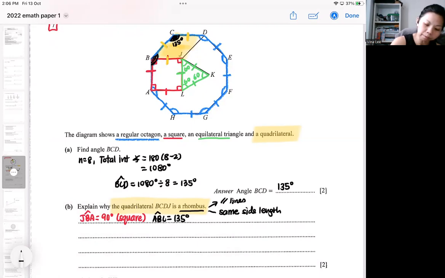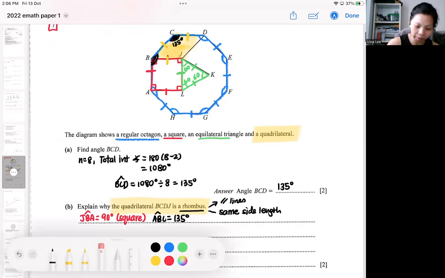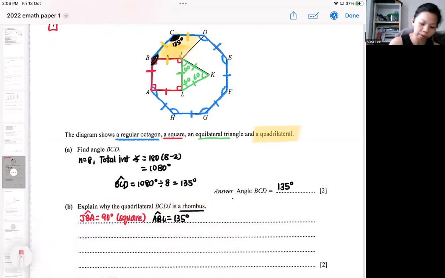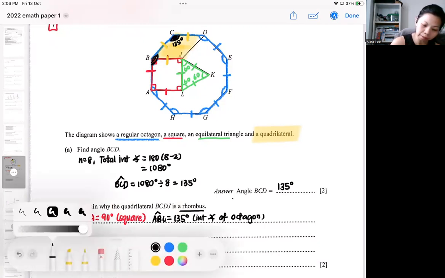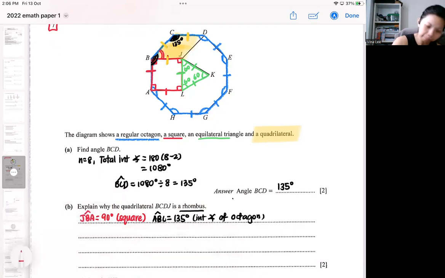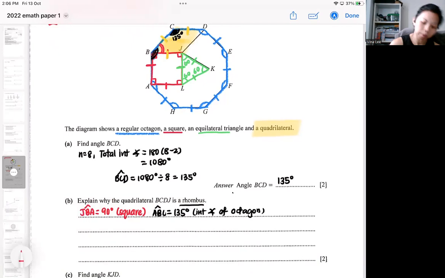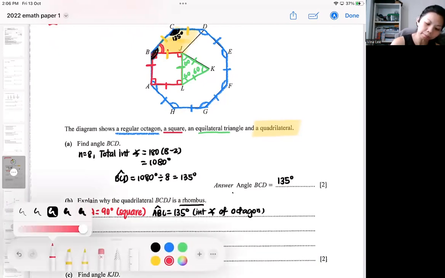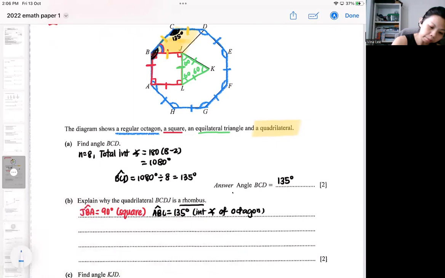Okay, why is it a 135? Because that's the interior angle of an octagon. I am trying to do a subtraction so that I can get this angle here. So if I do a subtraction, CBJ, okay, so CBJ. So I explain where my 135 comes from. I explain where my 90 comes from. If I do a subtraction, I will get a 45 degree.